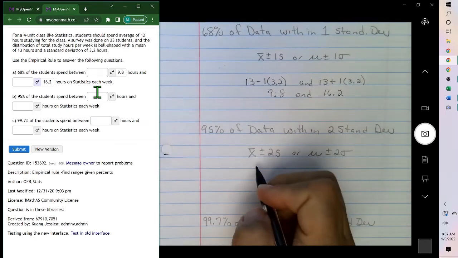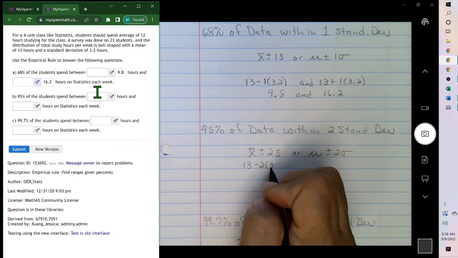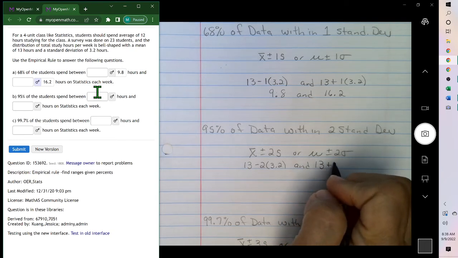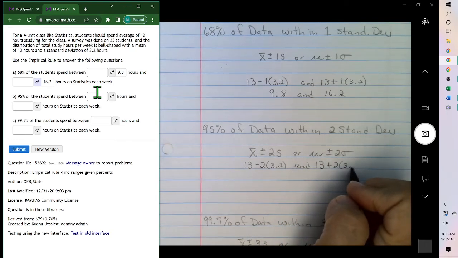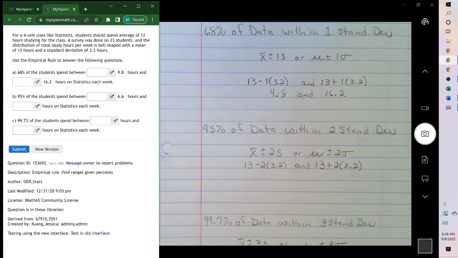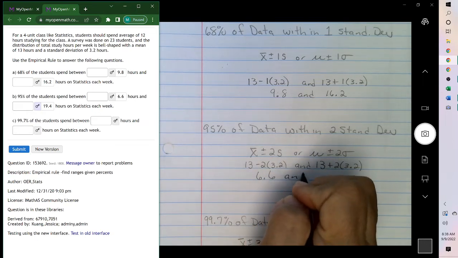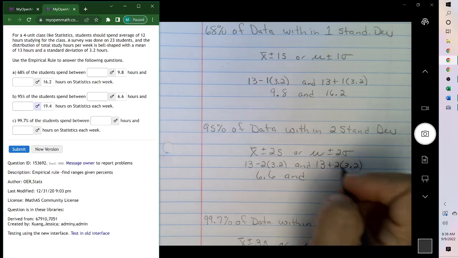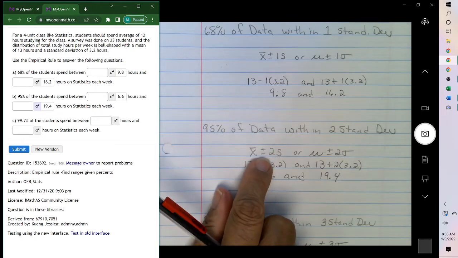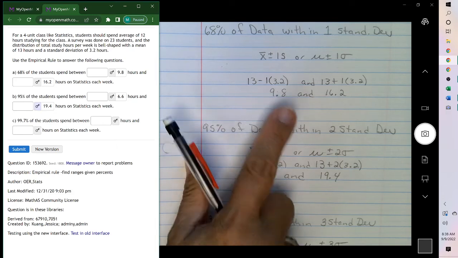For the 95%, again, we take our mean, 13, minus 2 times the standard deviation, and 13 plus 2 times 3.2. And we get 6.6 and 19.4. So you're just subtracting and adding the standard deviation, and it's either times 1, 2, or 3.